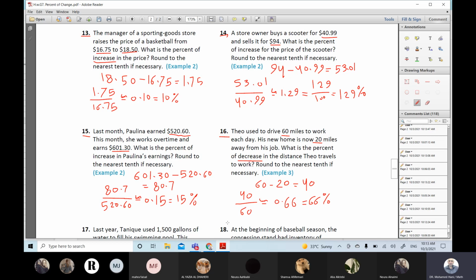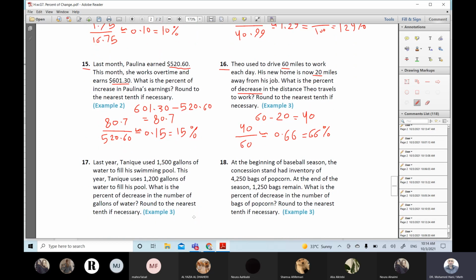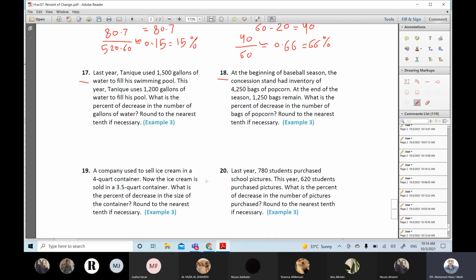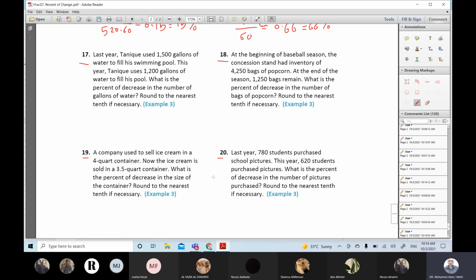Who has any question here? Do you have any question here? Remaining number 17, number 18, the same idea. Number 19 and 20, the same idea. And I will send to you the correct answers in the Teams, and you can check your answers.